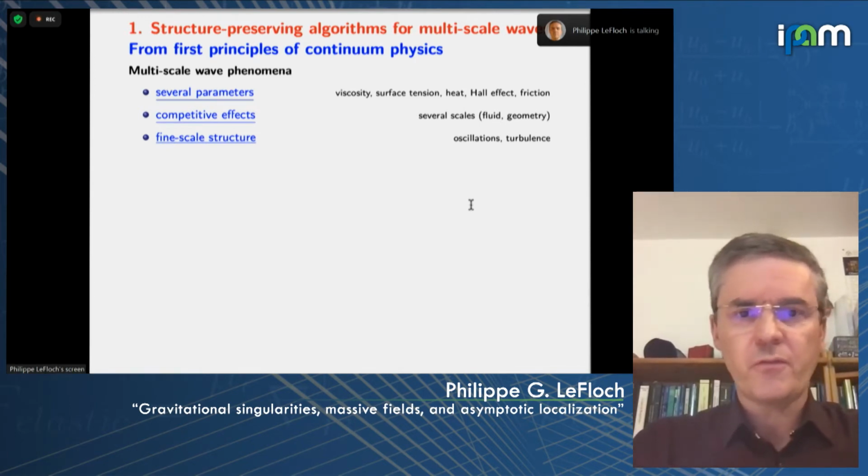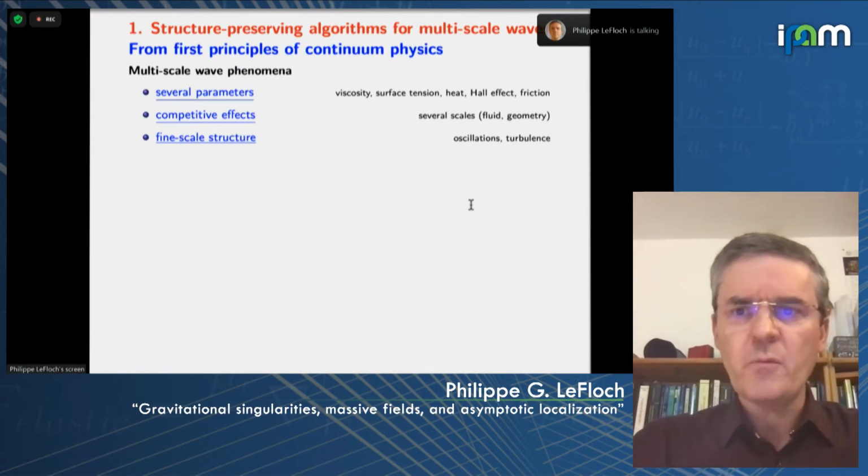That may account for surface tension or Hall effect in magnetohydrodynamics, for instance. And these parameters are in competition physically in a model, and even more numerically when you compute your solutions. You have to be very careful about the scales that come from the fluid, the scales that are associated with the geometry. And in the end, you may observe very fine scale structure that you could think in a first step are oscillations, maybe turbulence effects that you could just forget in a first approximation. So I guess this is correct.